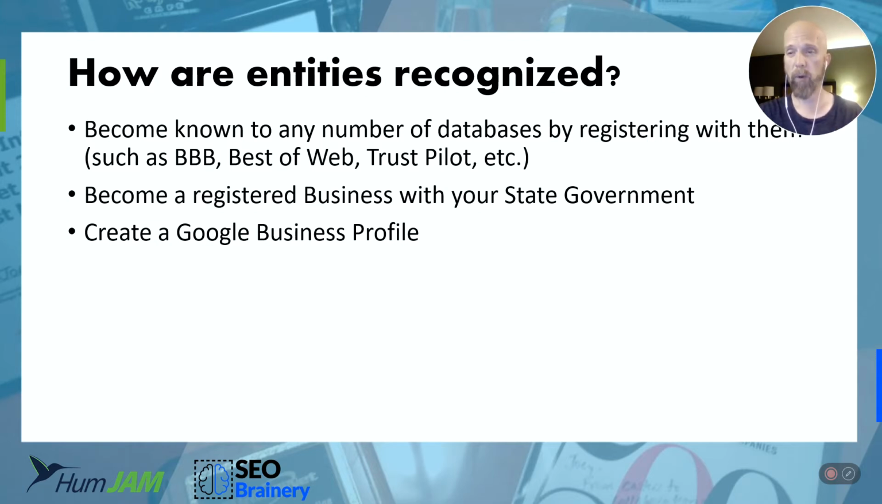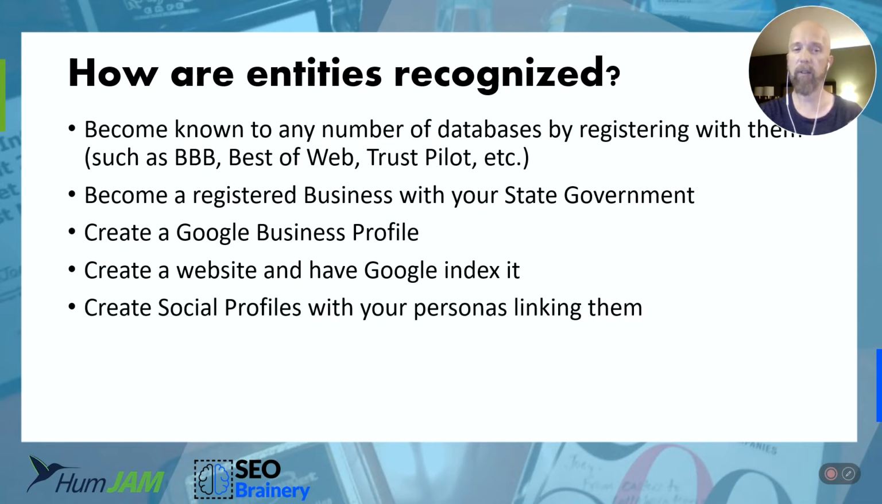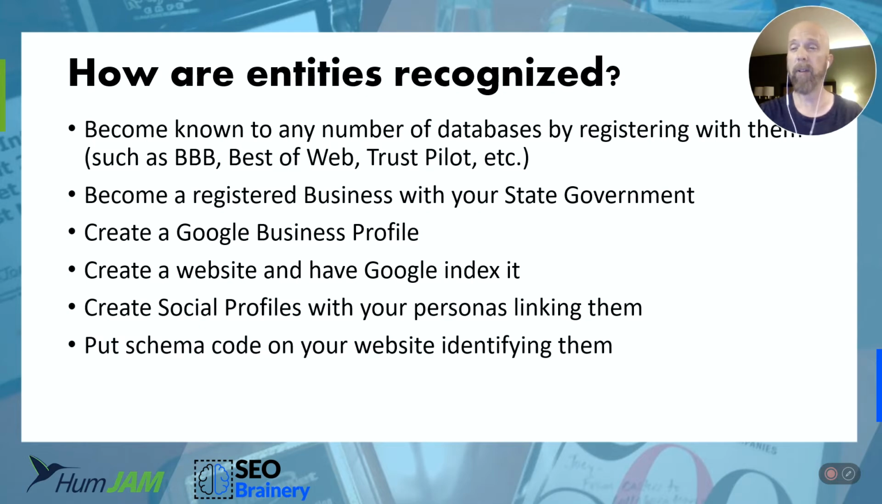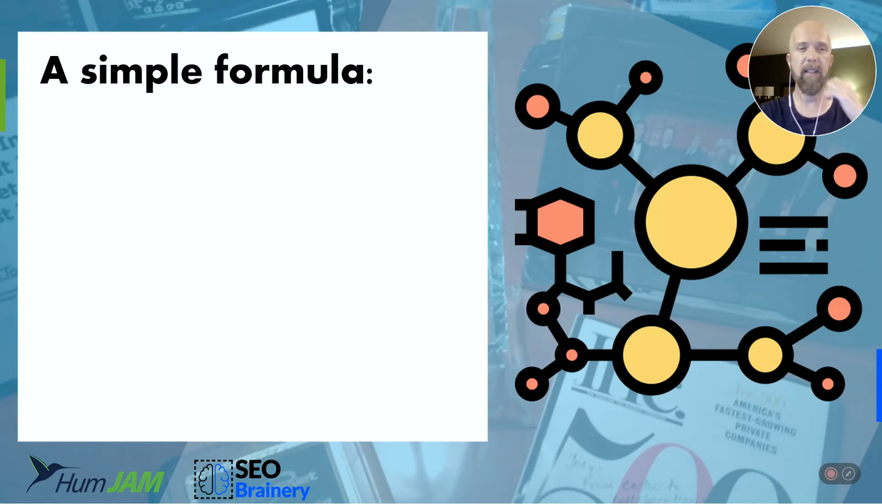Create a Google business profile. Again, Google will put a card about your business in their search results if you do this alone. Create a website, have Google index it. Okay, that goes without saying. Create social profiles with your personas, linking to them. Put schema code on your website, identifying them. As soon as you do that, and we're going to show you how to do that in the next part, that will help you identify entities. Google will start recognizing those. Become an author and be registered on Amazon, amongst others. There's so many places to be recognized as an entity.